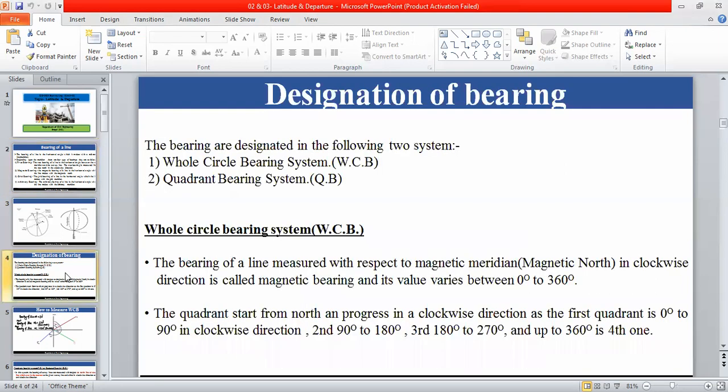Now we will see the designation of bearing. The bearing can be designated in two systems. The first is the whole circle bearing, and the second is the quadrant bearing system. In the whole circle bearing, the bearing of a line measured with respect to magnetic meridian in clockwise direction is called the magnetic bearing, and its value varies between 0 degrees to 360 degrees. Right? We will see this in the diagram.